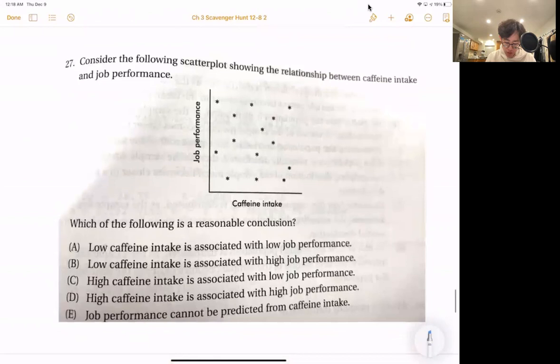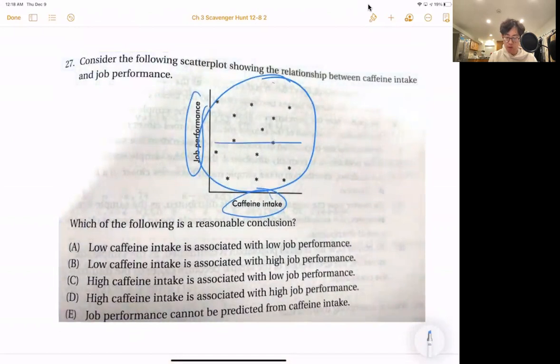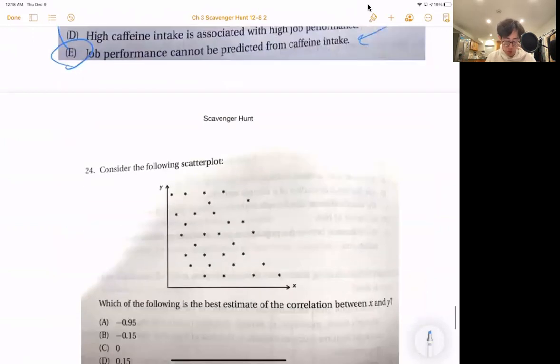27. Which of the following is a reasonable conclusion? It seems like this scatter plot is just whole randomness. So there is basically no relationship. There's no positive, no negative relationship. So job performance cannot be predicted from caffeine intake. If you read A through D, it says low, then low, like as one decreases, the other decreases. There's no relationship. It's all over the place. So there is no relationship. That's what you want to say.